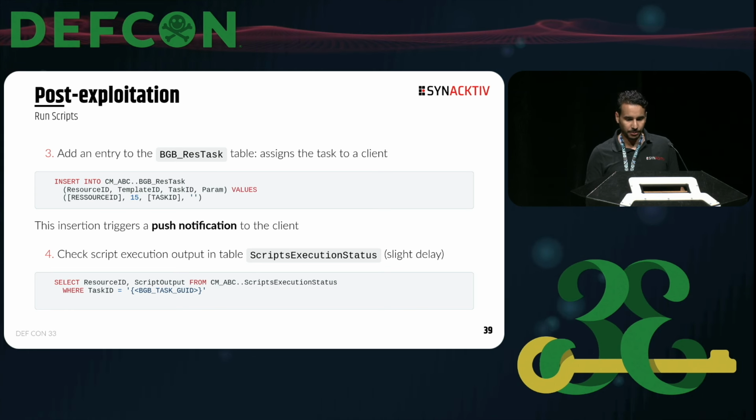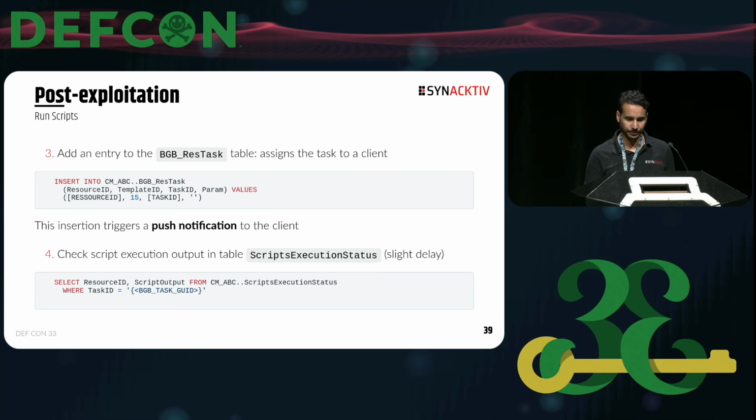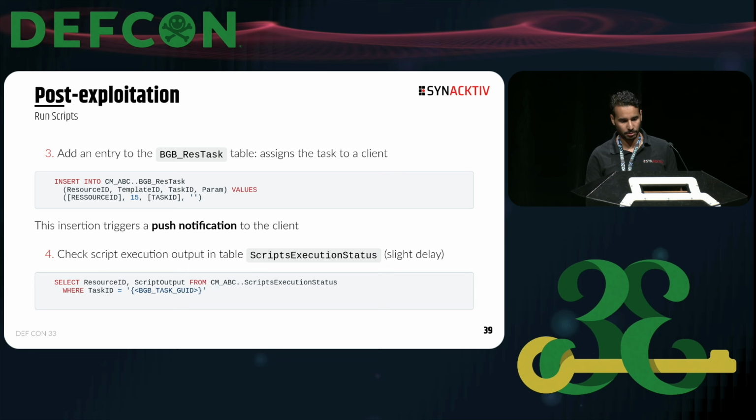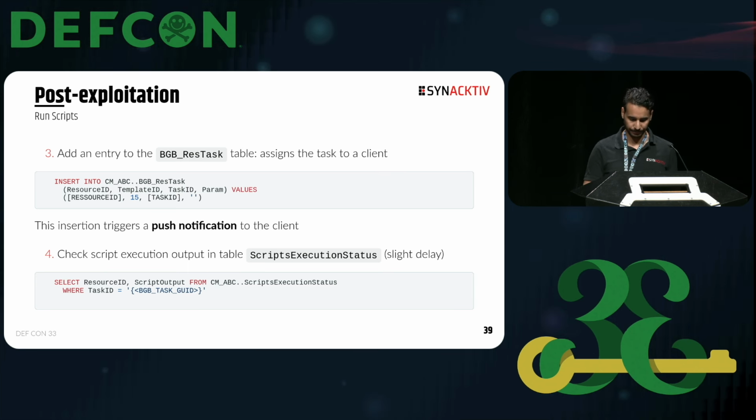To check the script output, the task's output is sent back by the client to the management point, which stores it in the script execution status table. So you have the exit status code along with the raw output. After a slight delay, you have to query that table.